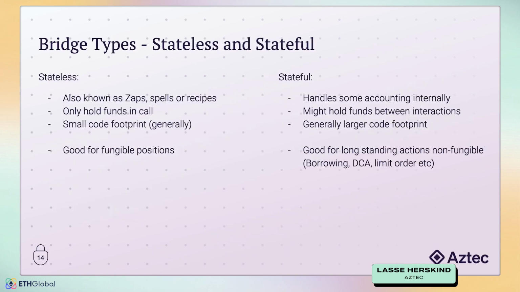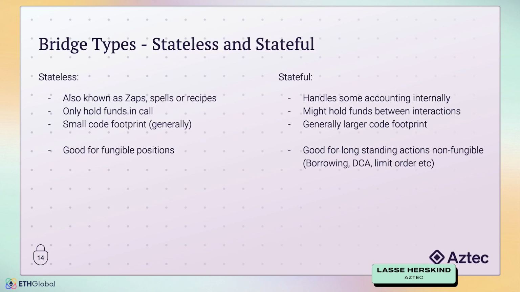Then we have a couple of different types of these bridges. Beyond the sync and the async, as we briefly talked about, we have stateless and stateful bridges. A stateless bridge is what you might know as a swap or a zap or a recipe. It's essentially a bundle of transactions that executes, and then you end up with some other token in the end. Often it won't hold any funds beyond when it's actually doing the call, and the code is often pretty small. This is very nice for fungible positions, or just for moving some of this simple stuff, or when you're interacting with something like Yearn, where everything is integrated in another protocol and they have their own way of managing their positions.